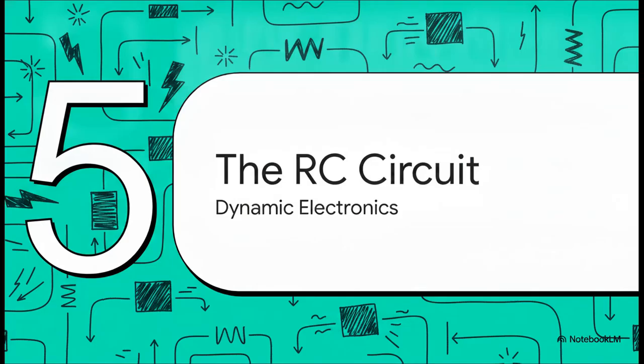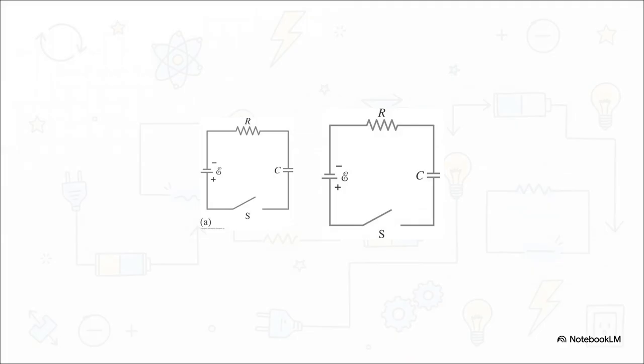Section 5. The RC circuit. Okay, for our final stop, let's combine our primary building blocks. We'll take the resistor from Ohm's law and the capacitor from the start of this explainer and build a highly dynamic system called the RC circuit. Imagine closing the switch on a circuit like this. The battery instantly wants to fill that capacitor with charge, but the resistor is right there in the way, acting like a bottleneck. Because of this resistance, the charge physically cannot transfer instantly.